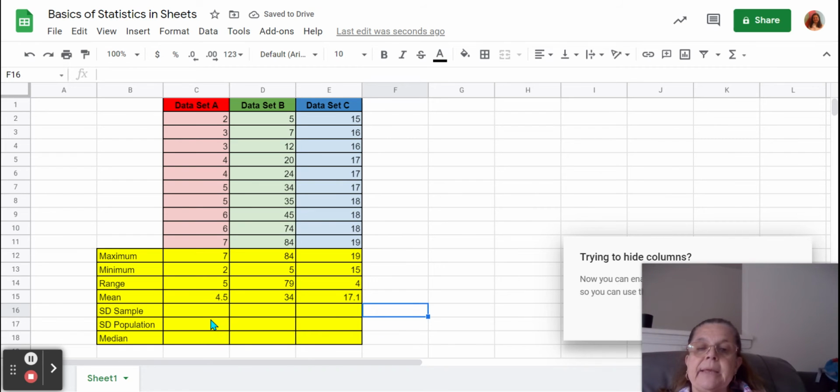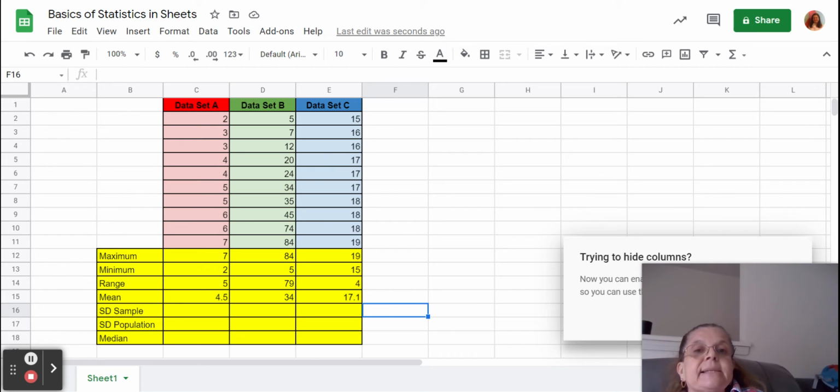So Sheets does all the work for me. The mean of the first set is 4.5. The mean of data set B is 34. The mean of data set C is 17.1. I'm actually going to go to the median before doing the sample deviations.